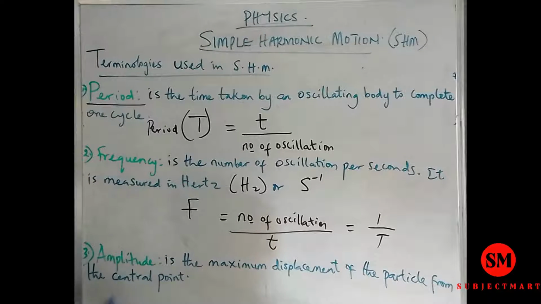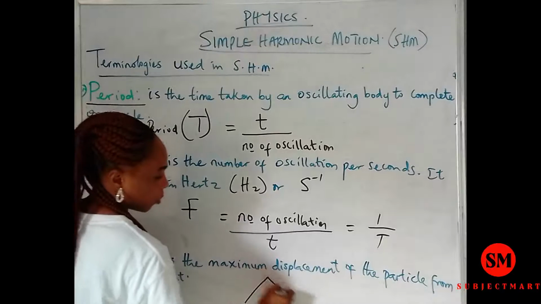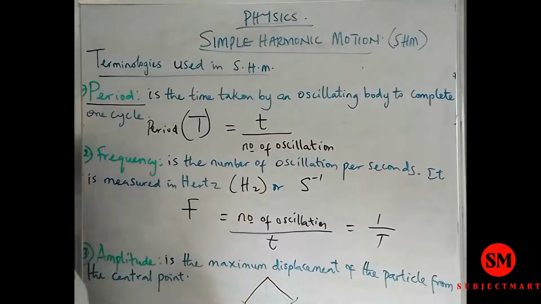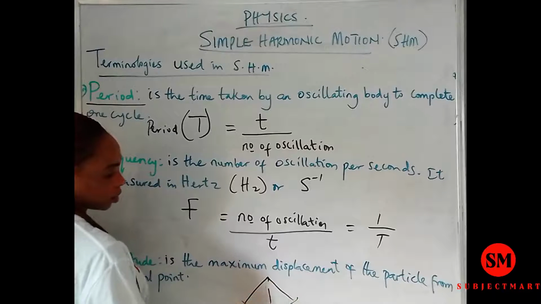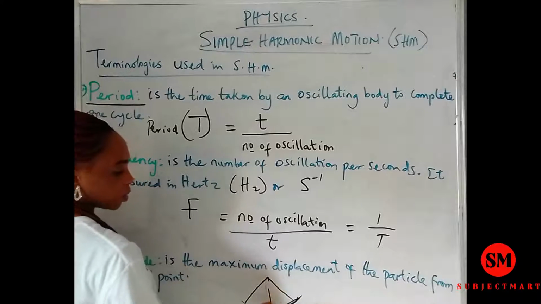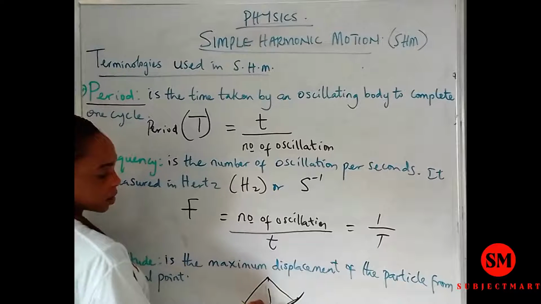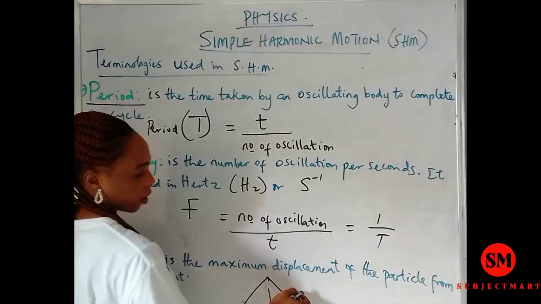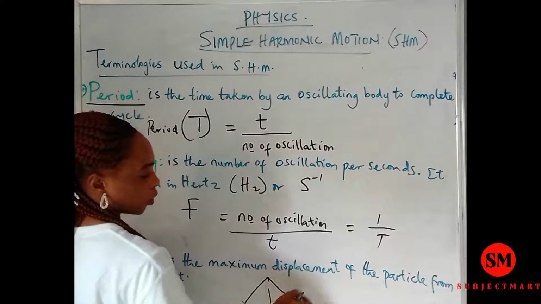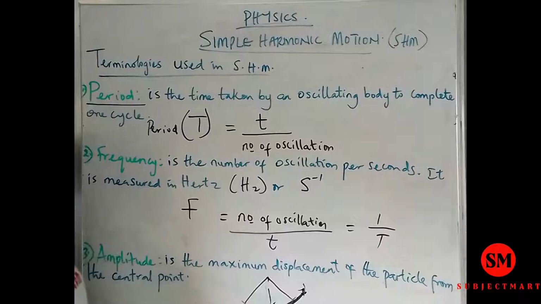Another concept is the amplitude. Amplitude is the maximum displacement of the particle from the central point. Let's say this is the central point, like that sketch we had initially. The maximum displacement from the central point, the farthest distance away or apart from the central point, is known as the amplitude.